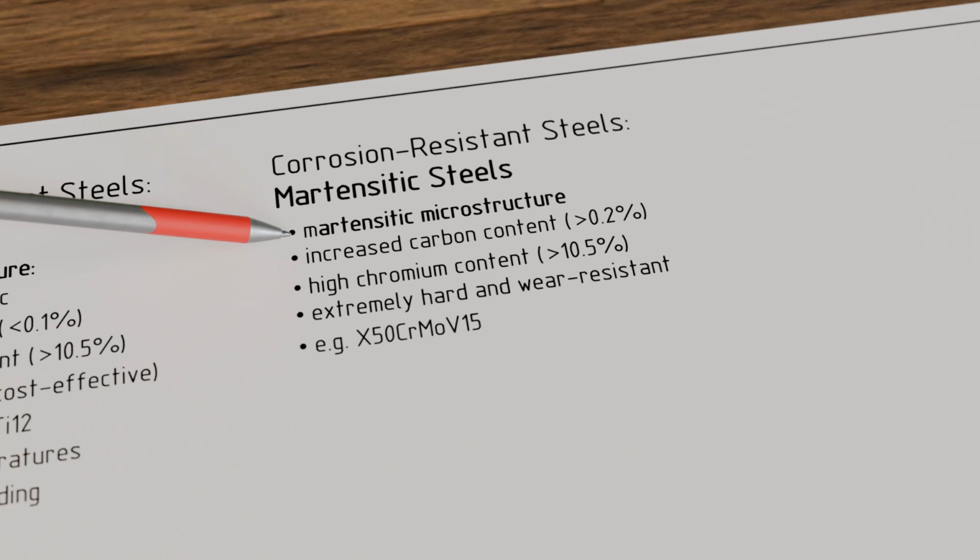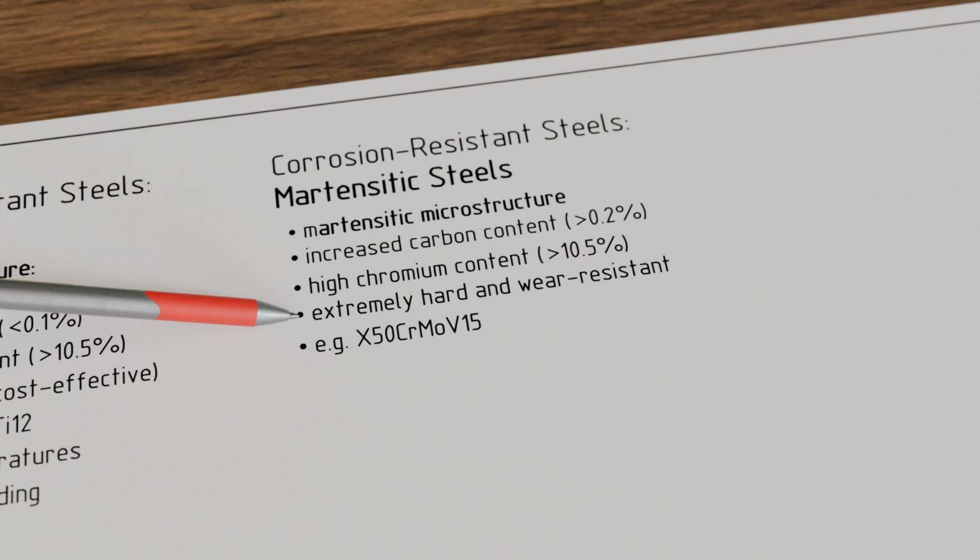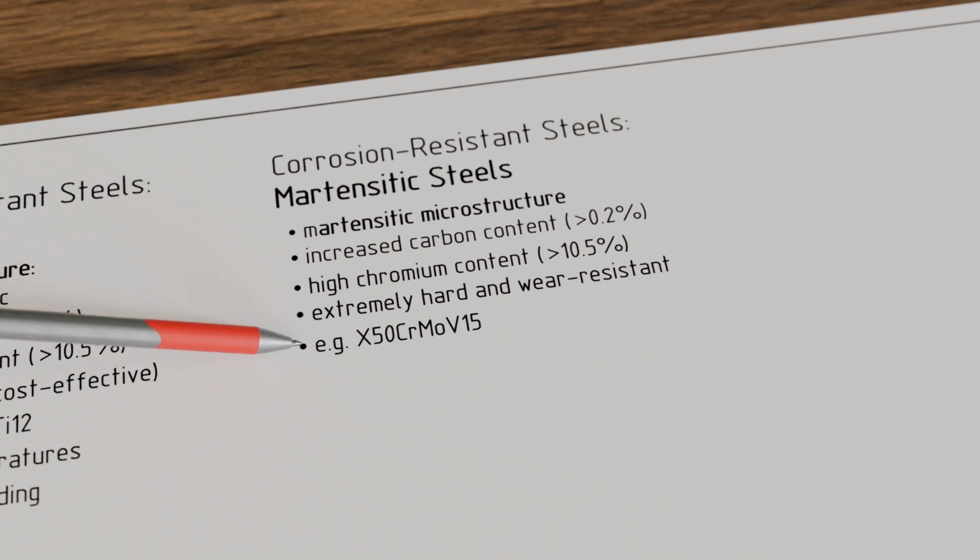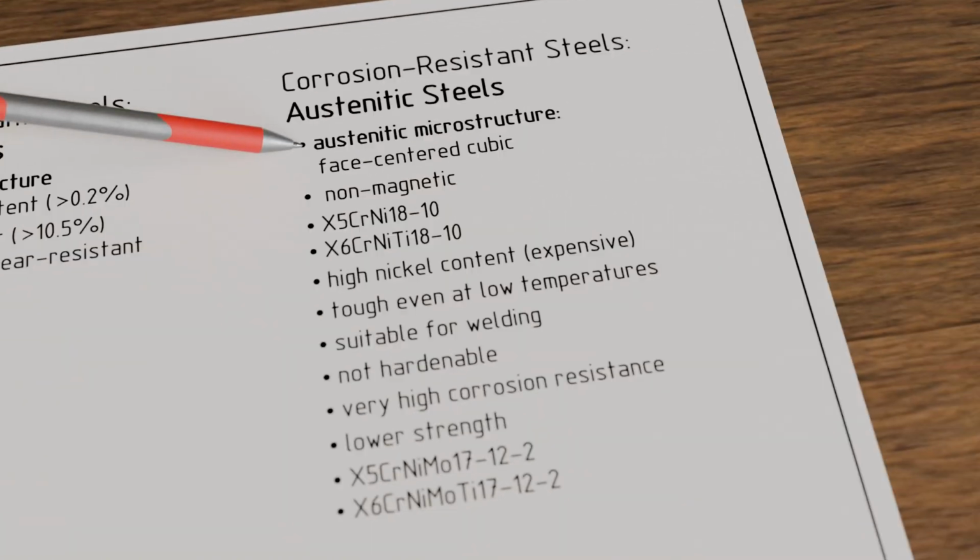Such steels are referred to as martensitic steels, where resistance can be further enhanced through the addition of the alloying element vanadium. Molybdenum also improves the corrosion resistance. A typical martensitic steel is the highly alloyed steel X50CRMOV15, which is frequently used in knife tools. The also corrosion-resistant austenitic steels have a face-centered cubic crystal structure. This face-centered cubic microstructure is also referred to as austenite, which gives these steels their name.